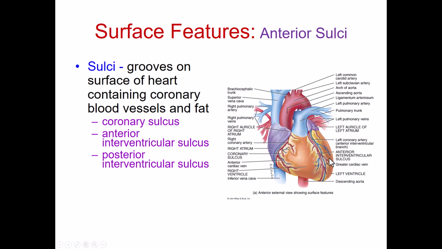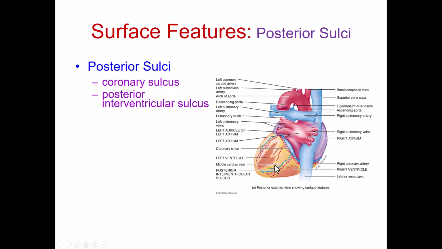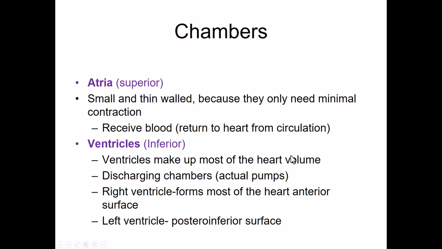And then the posterior interventricular sulcus, if we look at the back, can be seen the same way on the back, going all the way to the apex. As a surface feature, it would divide the left ventricle, as we see here, from the right ventricle. And it's a groove that goes down the center. And we can see how the coronary sulcus is going around the back as well, like we talked about.